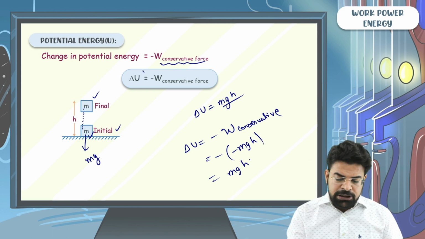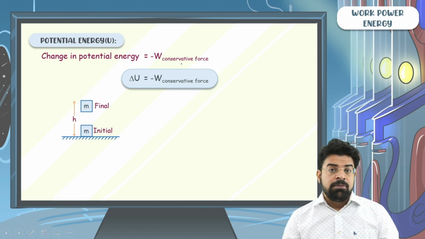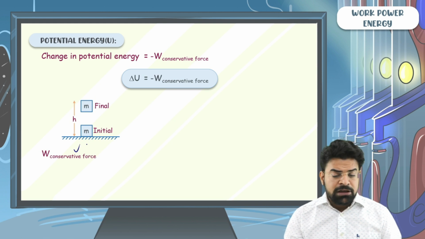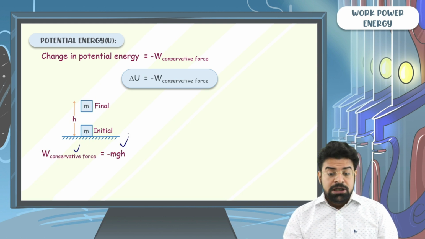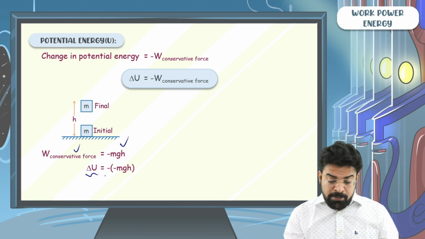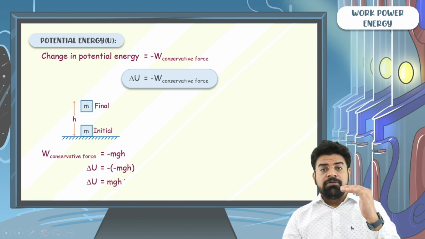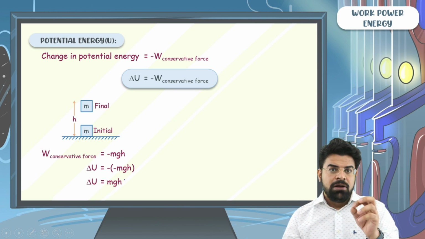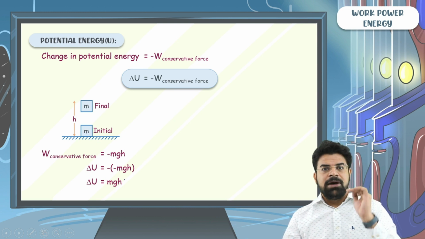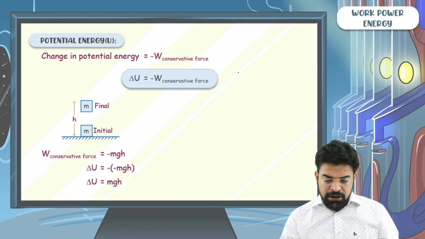Just remember, change in potential energy equals minus times the work done by conservative force. The work done by conservative force in this case is minus mgh. The change in potential energy will be minus times minus mgh, that will be equal to plus mgh. That's why when you raise the block by a height h, the potential energy increases by mgh. Let's see the next example.